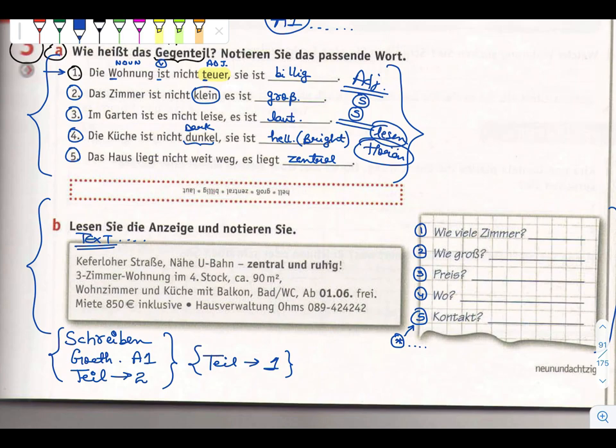So you can write here that it is a Schreiben activity of the Goethe A1 exam and it is Teil 2. There are two Teile, Teil 1 and Teil 2. Teil 1 I already explained. Now we are doing Teil 2.